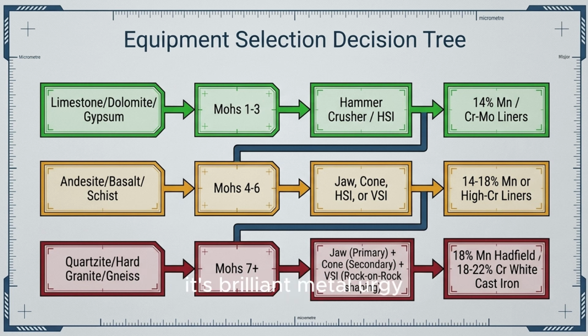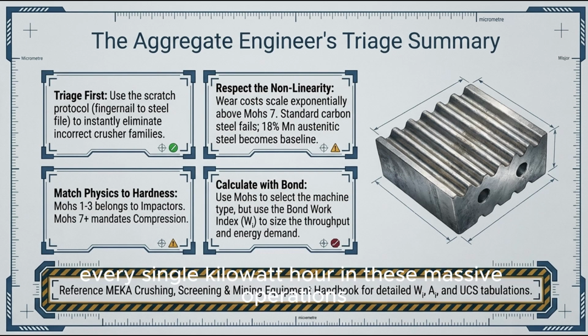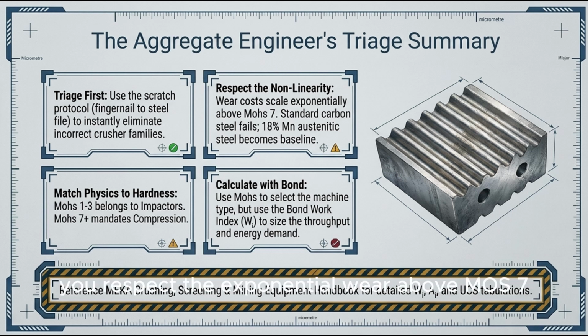It's brilliant metallurgy, but there's a contextual call-out we need to make here regarding the energy. Right, because Mohs tells us what family of crusher to buy. But there are no equations in the Mohs scale. Exactly. To figure out the specific energy and the actual size of the multi-megawatt motor you need, engineers have to rely on the bond work index equation. Okay, so summarizing this for you all, every single kilowatt hour in these massive operations traces back to this simple hardness triage. Right. You use a fingernail or a penny scratch test to eliminate incorrect crusher families. You respect the exponential wear above Mohs 7 by switching to compression machines. And you use the bond work index to size your throughput.